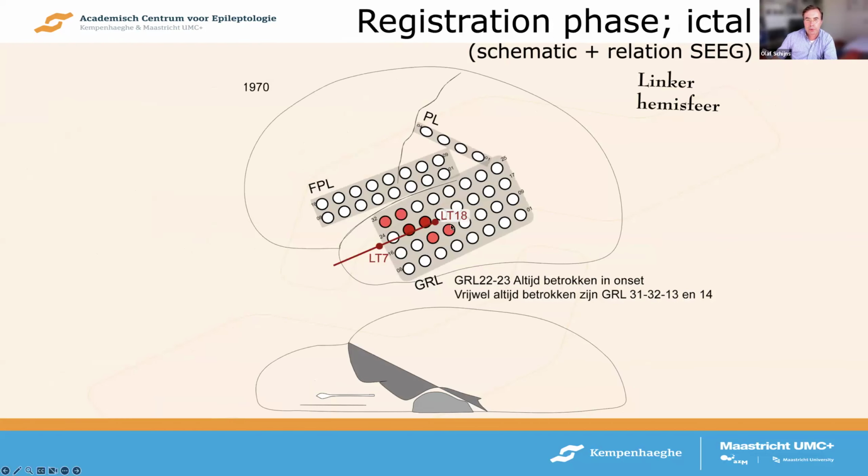Here is the ictal information. That means that numbers 22 and 23 are always involved in the seizure onset. That was quite comparable with some contact points on our depth electrode. And numbers 31 and 32, as well as 13 and 14, were also involved, but not always.